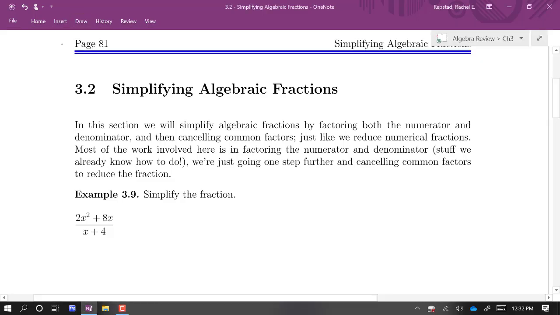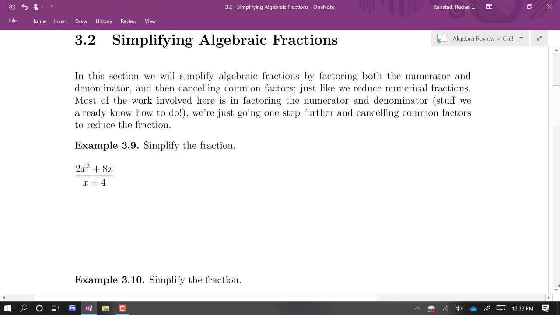All right, in this section we're going to work on simplifying algebraic fractions, and since we're experts on factoring now, it will be a pretty straightforward process. When we simplify an algebraic fraction, we start by factoring the top and the bottom, and then we cancel common factors just like we would with numerical fractions.